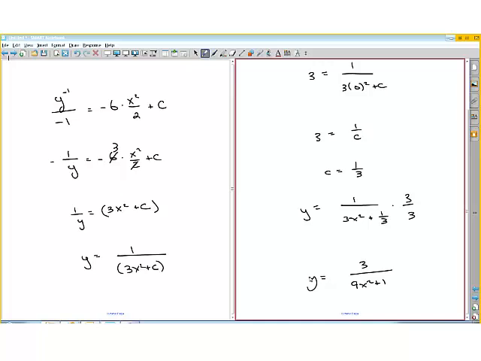So now we'll write that down so that we have it when we want to plot these things. 3 over 9x squared plus 1. So we're going to plot the function in Excel. We're going to actually calculate it in Excel. So let me open Excel.